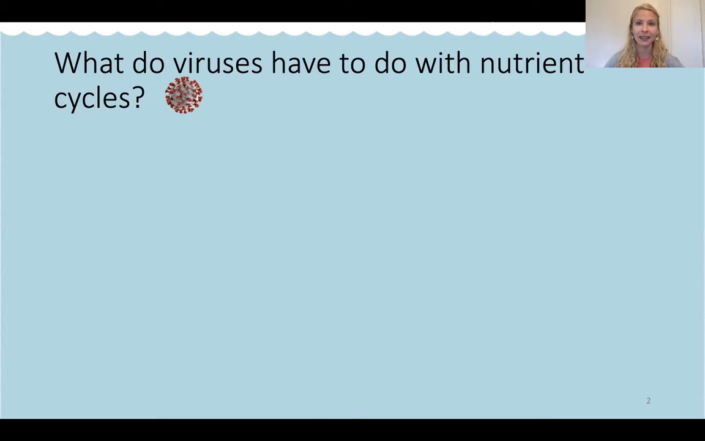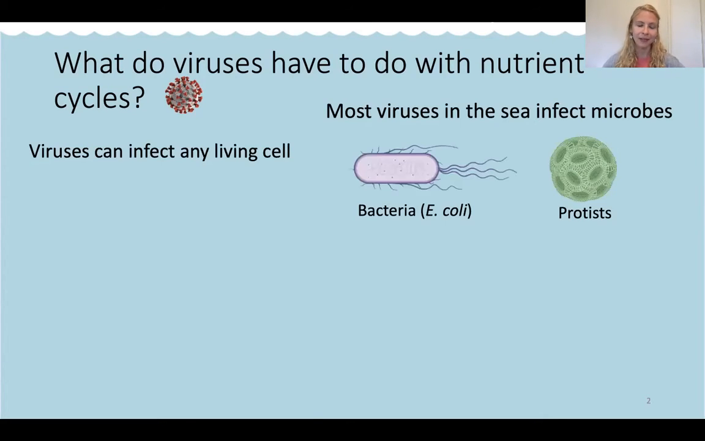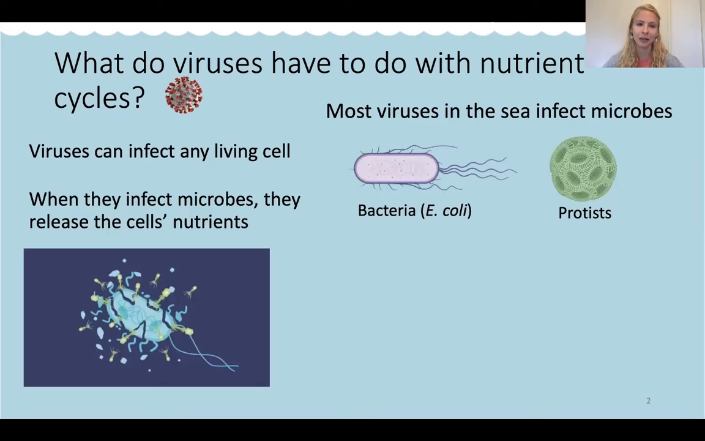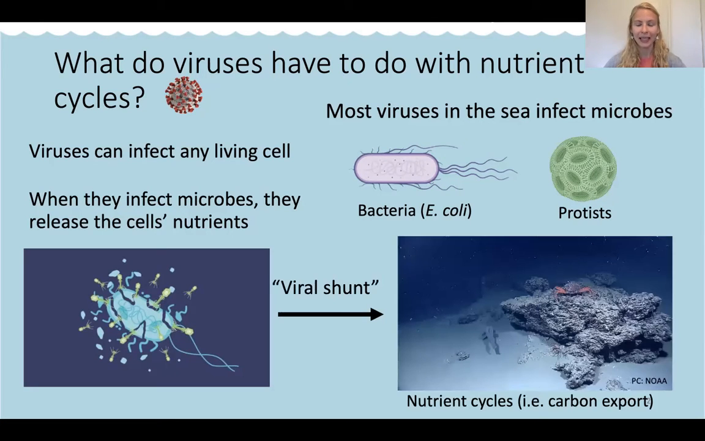And yes, some viruses cause pandemics, but viruses can infect any living cell, and most viruses in the sea infect microbes like bacteria and protists. And when they infect these microbes, they release their cells, nutrients, or organic material into the ocean. This process, where virus infections release nutrients into the sea, is called the viral shunt. And it can impact the concentration of nutrients in the ocean around the world.